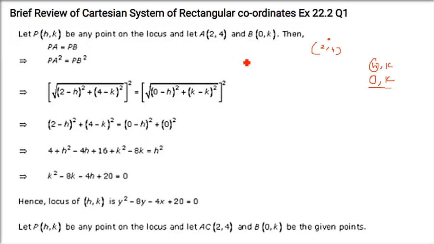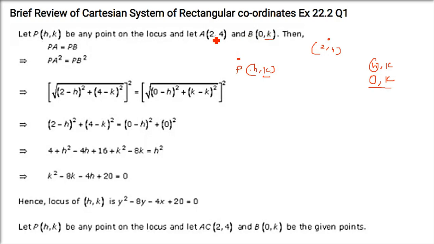So let us take a point P. The point (2, 4) is point A, the second point is (0, k), and we assume the point P to be (h, k). Why have we taken k? Because whenever we are talking about the y-axis, x is 0 and that y value will be equal to the point which is equidistant, right? So now we use the distance formula.